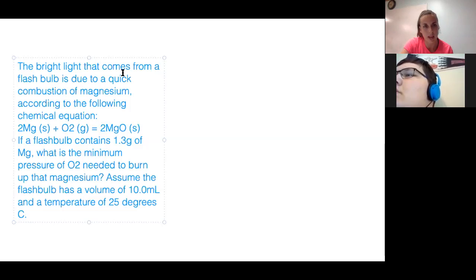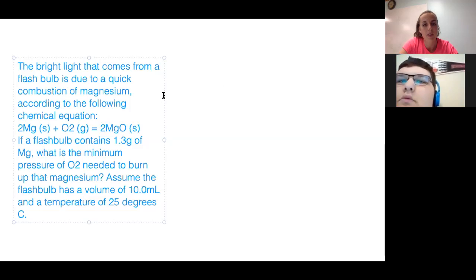So first, let's see what we have. We have a chemical equation, which normally tells me we're going to use stoichiometry in some way. So then I'm going to see what else they give me. They give me 1.3 grams of magnesium, and they ask for the minimum pressure of O2 needed to burn it up. So they're going from one substance, magnesium, and they're asking me for an amount of another substance, O2. So that's where stoichiometry is going to come into play. And then it also gives me a volume and a temperature. So that's going to help me figure out what I need to know.